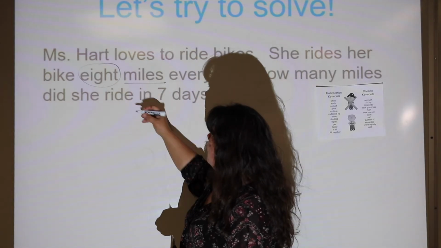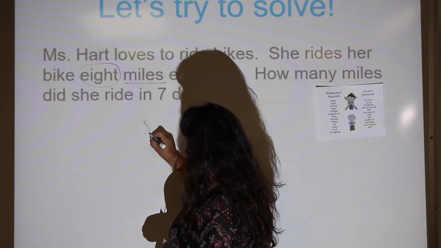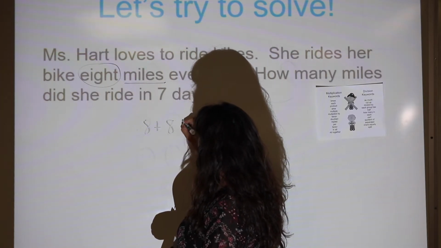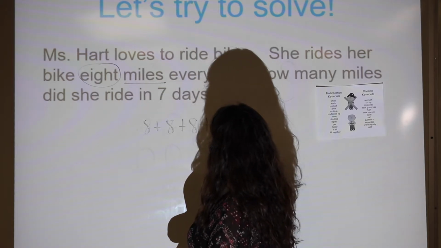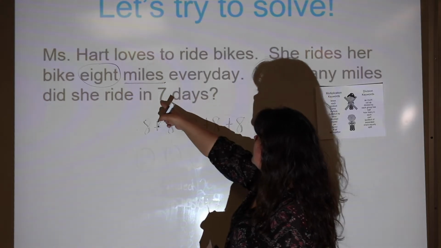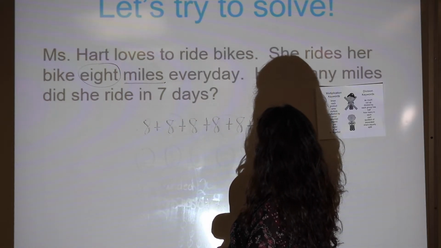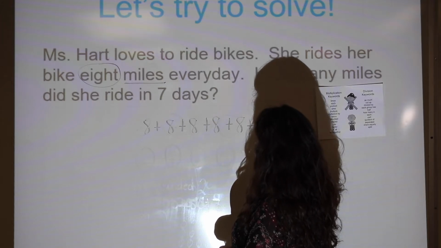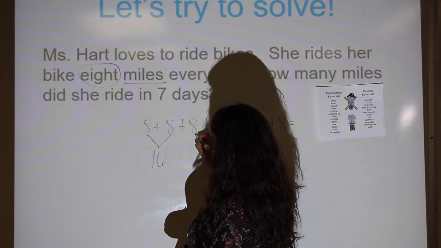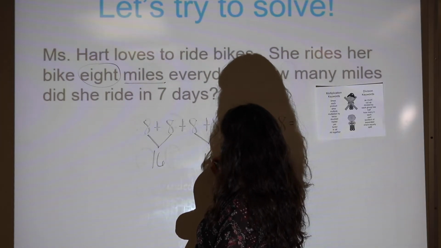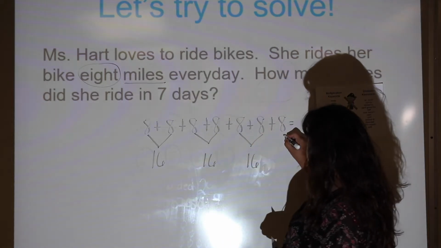So here I can go, well, she's done this 8. I can go, well, 8 plus 8 plus 8 plus 8 plus 8. How many times do I do this? 7 times. 1, 2, 3, 4, 5, 6, 7. Wow, that's huge. And I know that 8 plus 8 is 16, and another 8 plus 8 is 16, and another 8 plus 8 is 16, and then I just have this one left over.